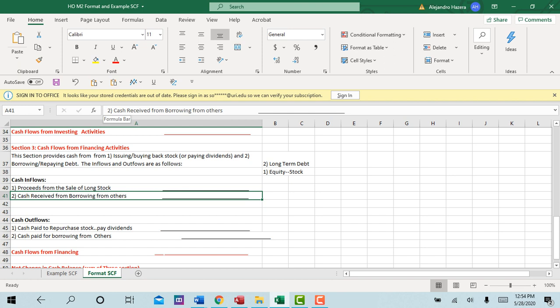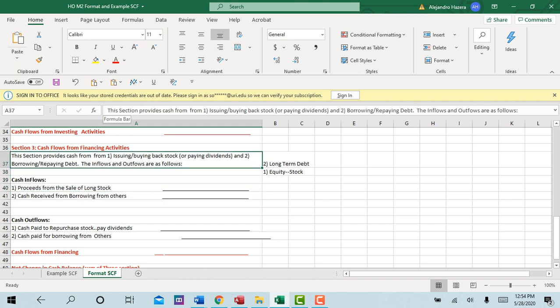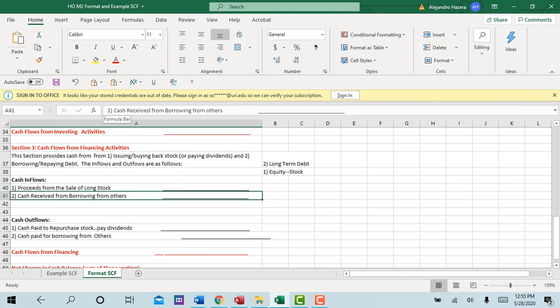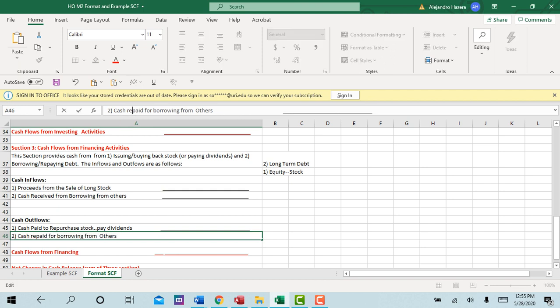Next one, activity 2, has to do with long-term debt, right there. And long-term debt, when you borrow money from others, when you issue bonds payable, cash comes in. When you repay cash, I'm going to say cash repaid to others from borrowing from them.